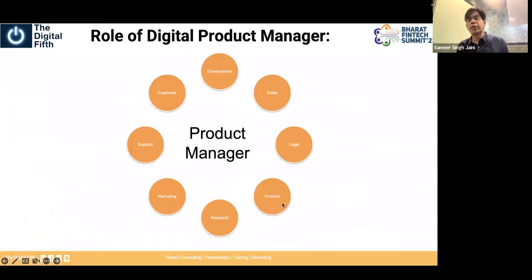In terms of digital product management, what are the roles? They have to focus on customer and customer sensitivity, understanding their needs, development, sales, legal, finance, research, marketing, support. Now, because the product manager is at the center of the entire journey, entire experience, they are the ones who have to coordinate with everybody else.